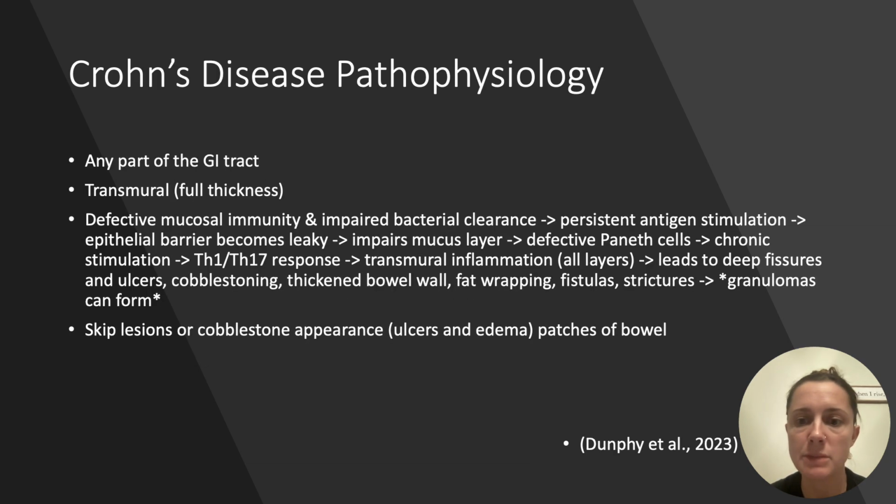For Crohn's disease pathophysiology, this can be any part of the GI tract, so from the mouth to the rectum. It is a full thickness, so it's transmural. This is defective mucosal immunity and impaired bacterial clearance, which leads to persistent antigen stimulation. That leads to an epithelial barrier which becomes leaky and impairs mucus layer. This leads to defective Paneth cells, which is chronic stimulation, which again leads to an immune response.